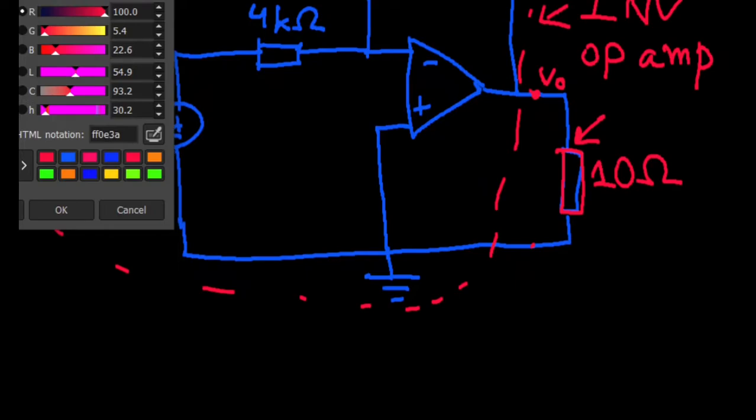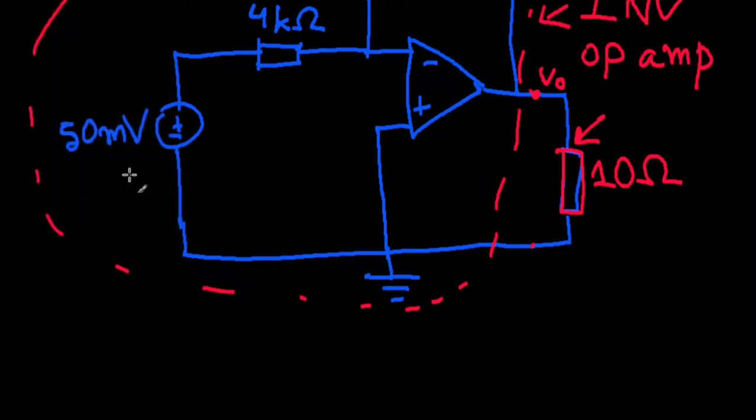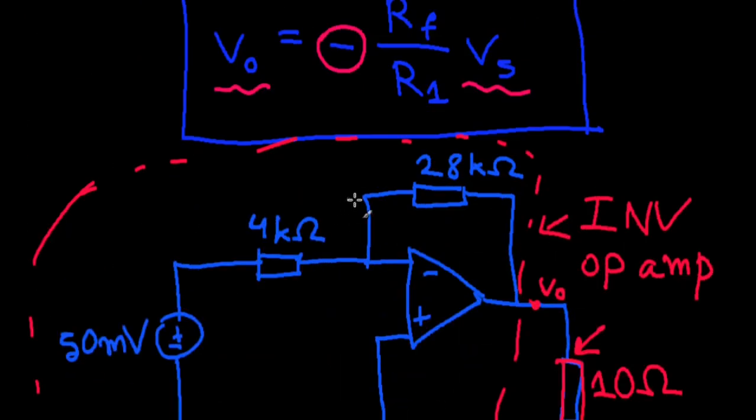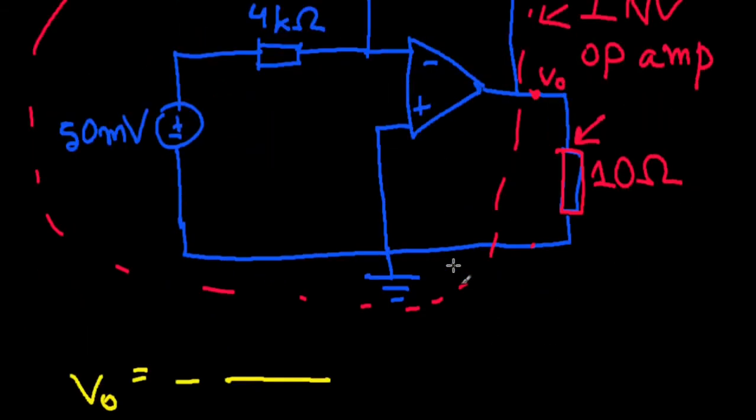So let's do that. Let's find V sub O first. This is going to be equal to negative our feedback resistance. This is our feedback resistance, as you can see, it's slung over the op amp.